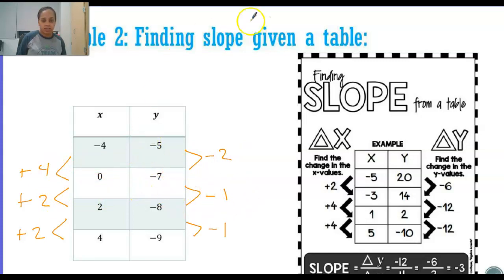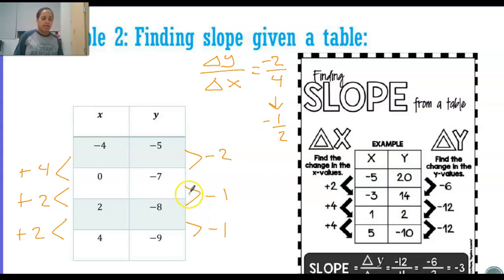So my change is the change in y's on top, and then the change in x's on bottom. So my change in y's, I had -2 over, and then my change in x, I had 4. So that reduced to -1/2. And also if I did it between these numbers here, then I would get -1 over 2, which is also -1/2. So my slope is -1/2 on this one.